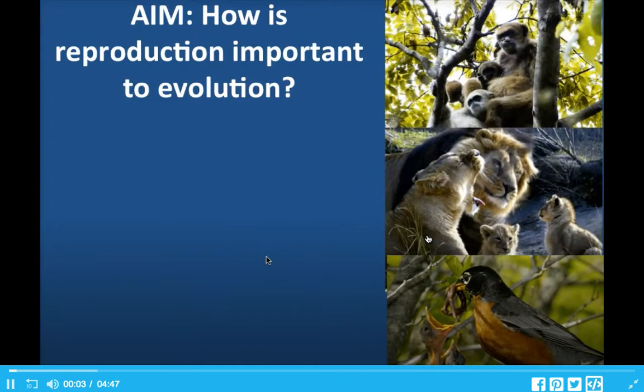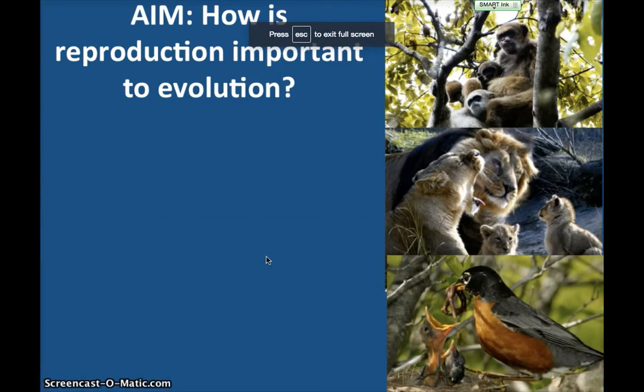Unit 10, page 2. Aim: How is reproduction important to evolution? So the objectives in this lesson are to describe how reproduction is related to the transfer of genes to offspring, as well as to explain what favorable adaptations are.